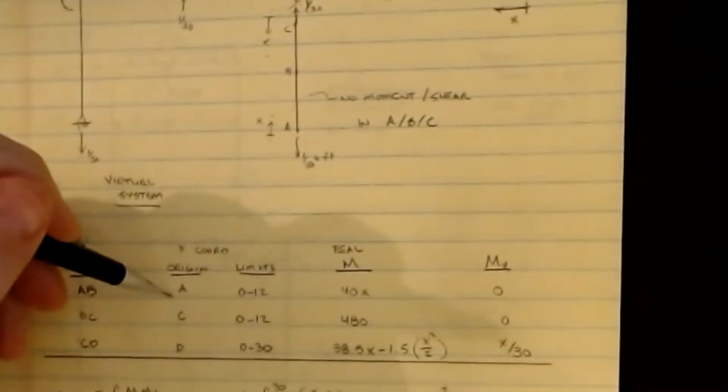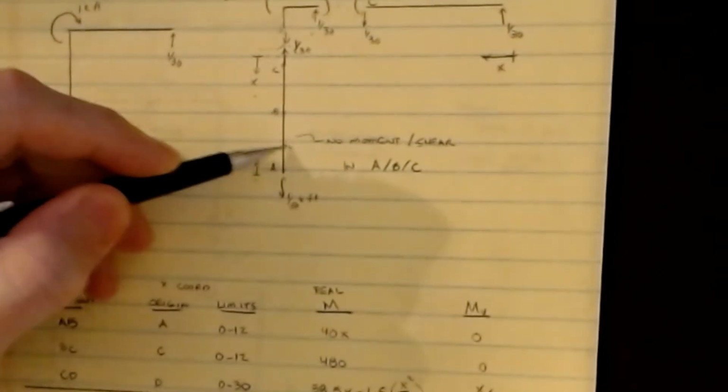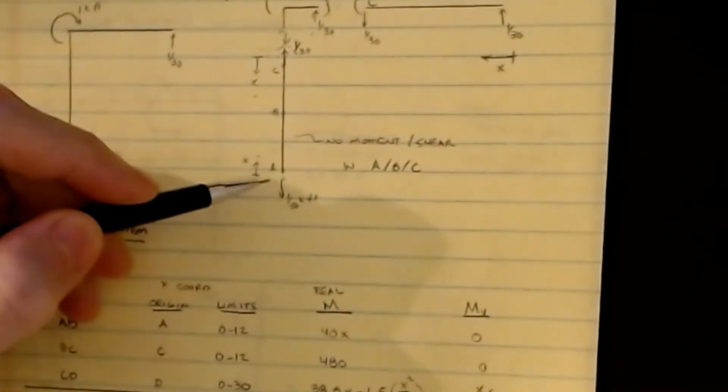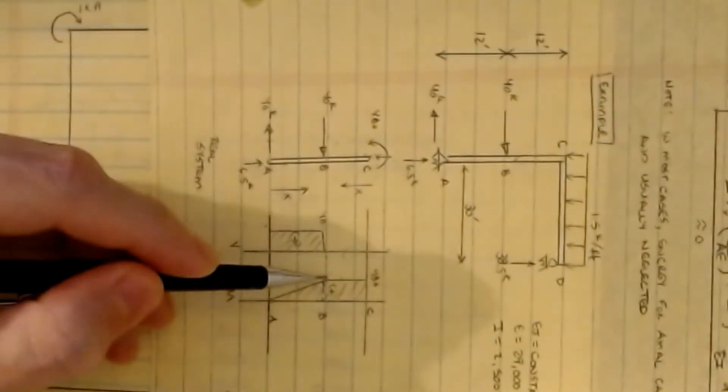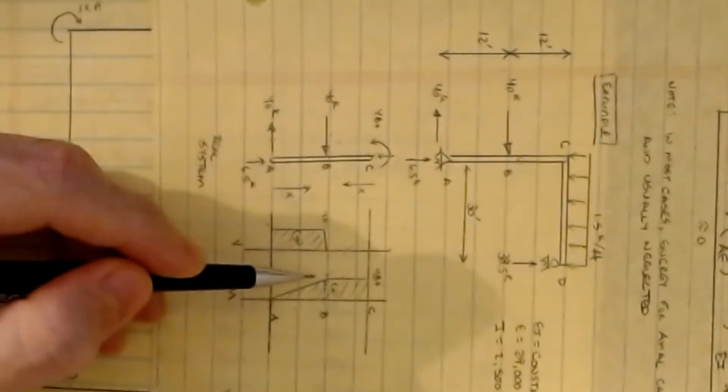My origin was A because that's where I defined X starting, and my limits will be from 0 to 12. Those were important because those went into the integral when we evaluate our calculation. For the real moment, if I take a free body diagram 12 feet from here to here, and go to an arbitrary point X, the moment is 40 times X. You can see that on the moment diagram we produced here. It was 0 here and 480 here, over 12 feet, so the slope of this line is 40, and the equation of this line is 40 times X.